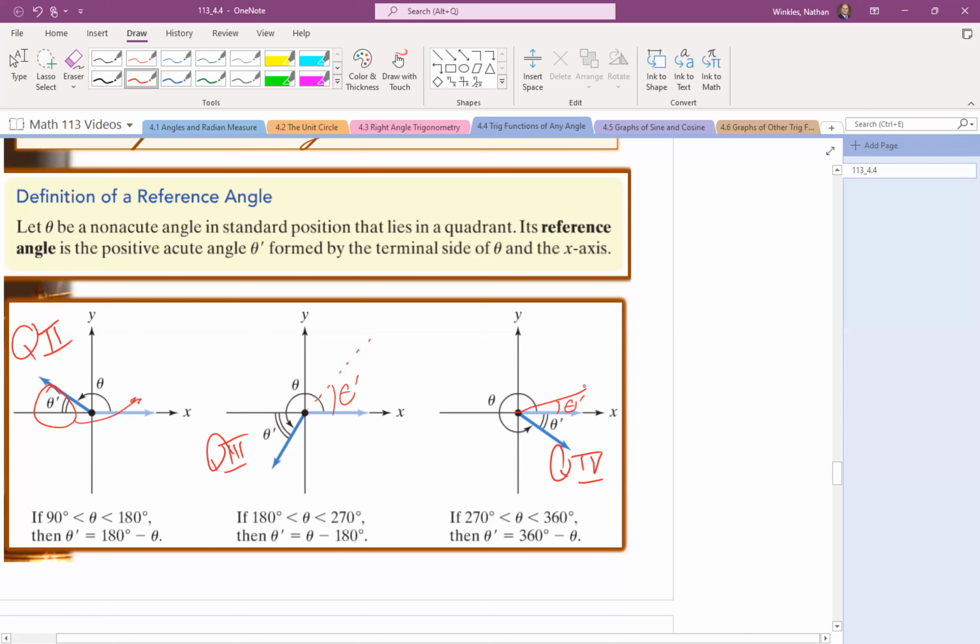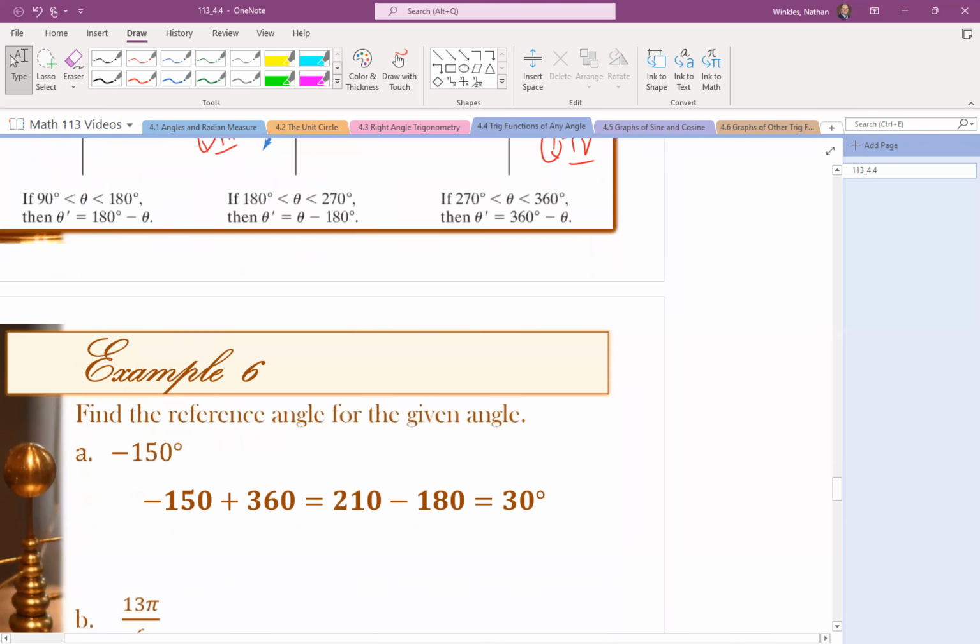So in all cases, we're looking for an angle that is up here in quadrant 1. Because once we have those, we can take our normal angles that we know, 30, 45, and 60, find sine, cosine, whatever we need. And then we look to see where the original angle was to determine positive or negative. So let's look at an example of that.